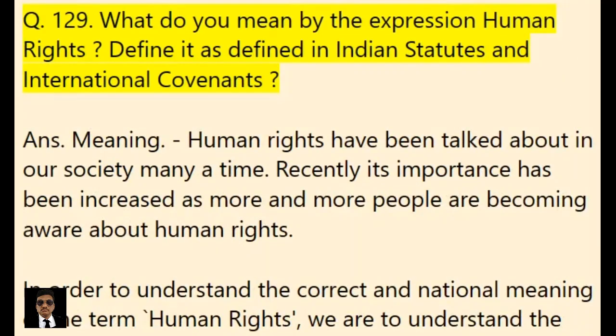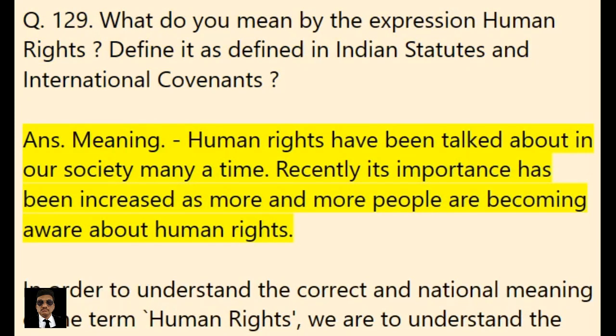Q 129. What do you mean by the expression human rights? Define it as defined in Indian statutes and international covenants. Ans. Meaning. Human rights have been talked about in our society many a time. Recently, its importance has increased as more and more people are becoming aware about human rights.